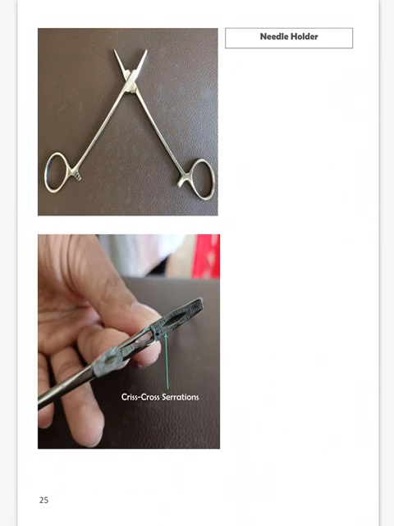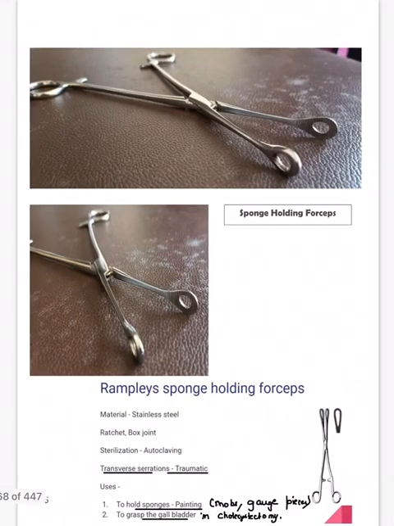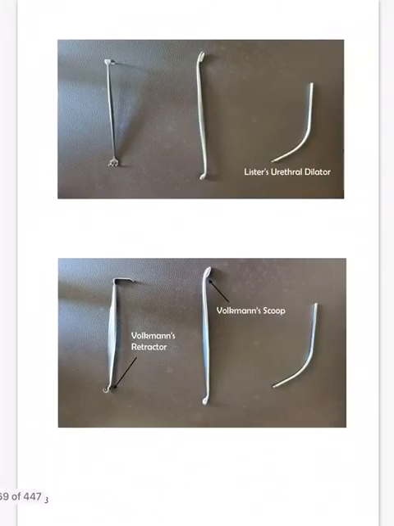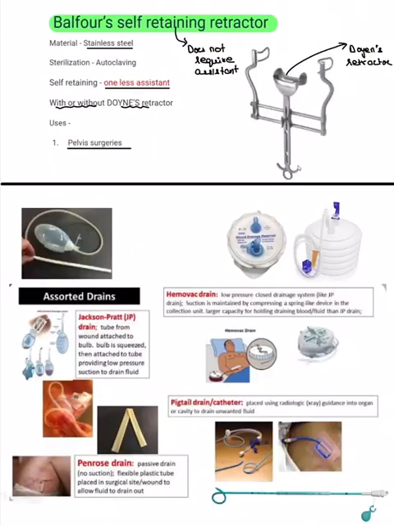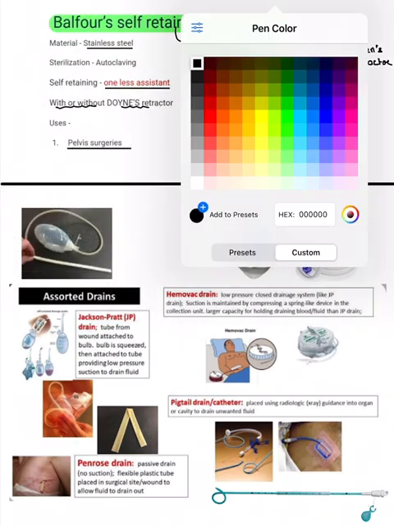Then this is the needle holder. You see the serration and the gap to hold the needle. Then this is a ring sponge holding forceps used to hold the sponge. These instruments are not so important. This is the Balfour self-retaining retractor, guys. It looks like a 4, meaning it looks like you have 4 instruments, 1 2 3 4, hence known as the Balfour self-retaining retractor. Okay, used for pelvic surgery.